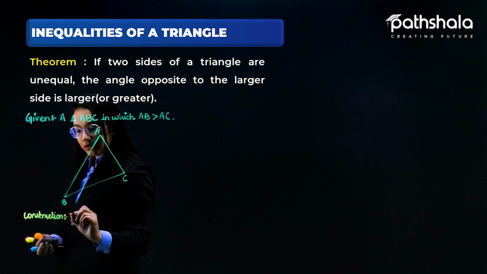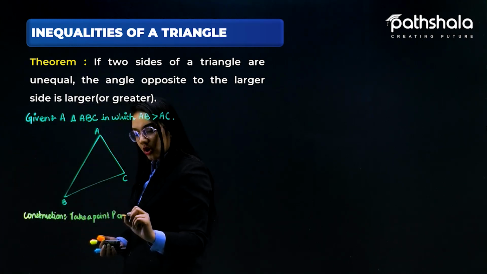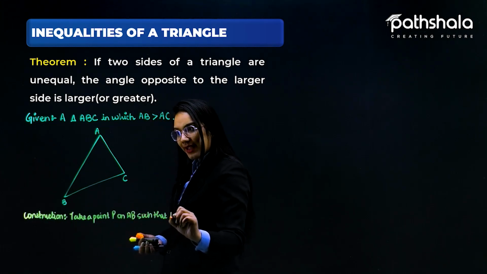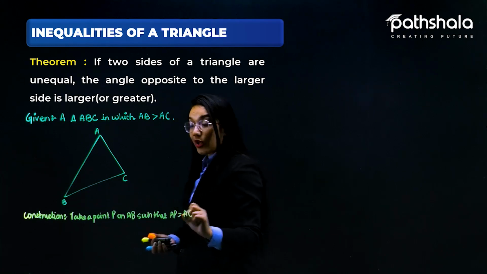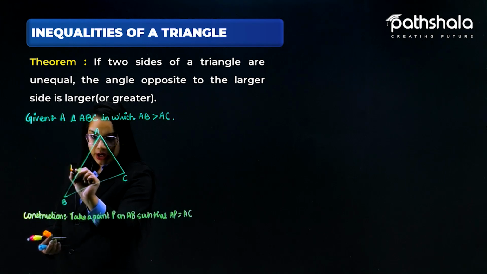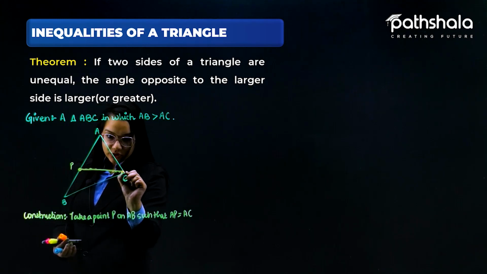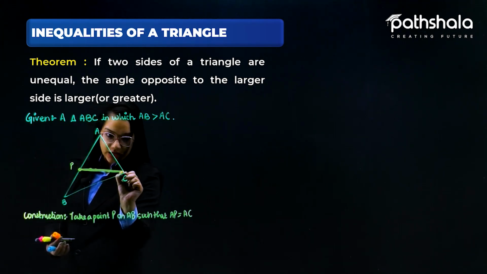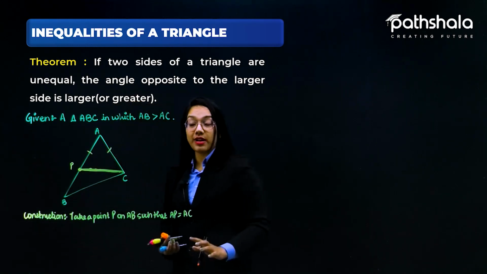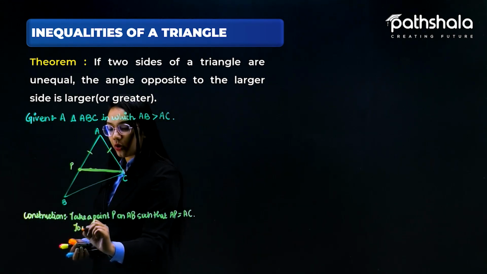I take a point P on AB such that AP is equal to AC. So I am taking a particular point P here and joining P and C together, such that AP is equal to AC. By construction, AP is equal to AC, and furthermore, join PC.